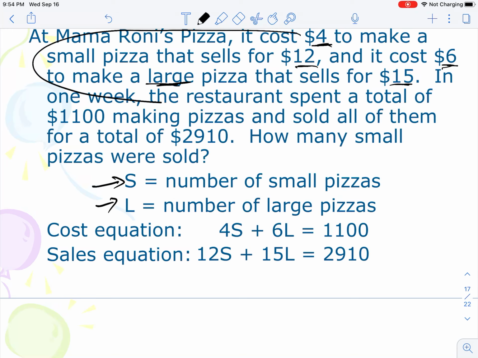And so if I take this information up here and put it in the form of an equation, $4 times the number of small pizzas is the cost of making the small pizzas, plus the cost, $6 times the number of large pizzas. The cost of the small pizzas plus the cost of the large pizzas is $1,100. Then the sales equation is they sell them for $12. So if I take 12 times the number of small pizzas plus $15 they sell them for times the number of large pizzas, that's going to be my total revenue for the large pizzas.